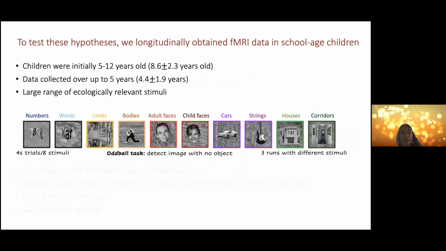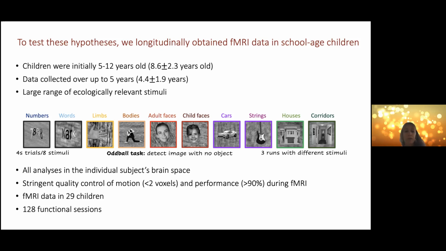Okay, so to test these hypotheses, as I said, we obtained longitudinal fMRI data in school-age children. Our participants were initially between 5 and 12-year-olds, and we collected data within the same participants over a period of up to 5 years. During fMRI, they looked at images from a large range of ecologically relevant categories. So we have 10 categories of stimuli. Stimuli from each category were presented in 4-second trials. In each trial, they see 8 different stimuli. And infrequently, an image with just a background appears, and they're asked to fixate and press a button on this oddball stimulus. So the children see many different trials like this over 3 runs with different stimuli, and overall they see 144 images from each of these categories.